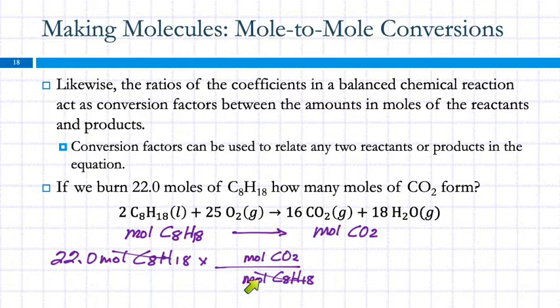The ratio connecting moles of CO2 and moles of C8H18 is the coefficients in the balanced chemical equation. 2 moles of octane, 16 moles of CO2. So in front of moles of CO2, I put the coefficient 16, and in front of moles of C8H18, I put the coefficient that it had in the chemical equation.